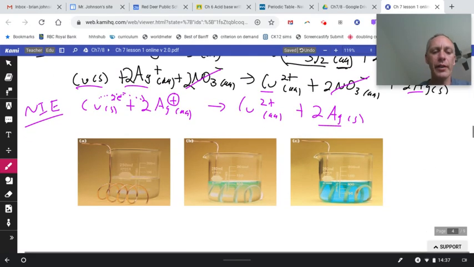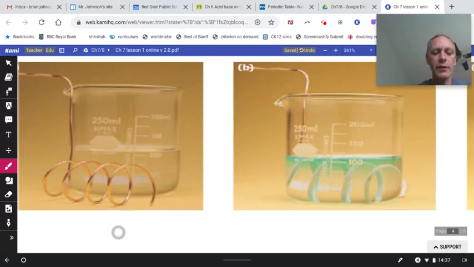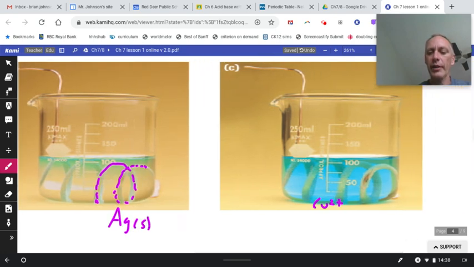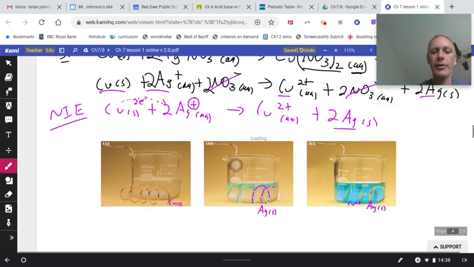Here's what the reaction looks like. Here's our Cu solid, and you will notice that the water is turning blue, which means Cu2 plus, and the copper is getting coated with a shiny silver colored Ag solid. So in the end, we get copper 2 plus and Ag solid forming on the copper metal, and that makes sense looking at our net ionic equation. The solid copper turns into blue copper 2 plus, and the Ag plus, which is colorless, turns into Ag solid, silver.